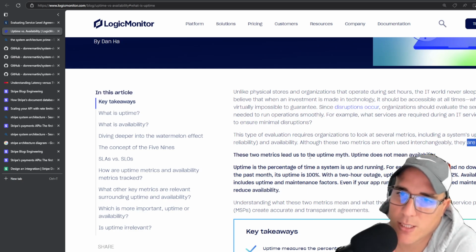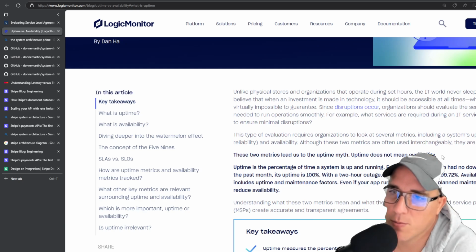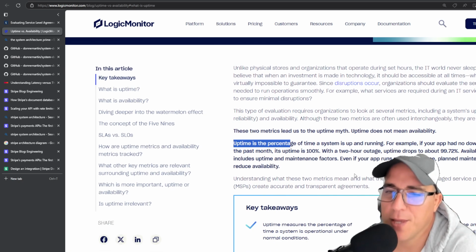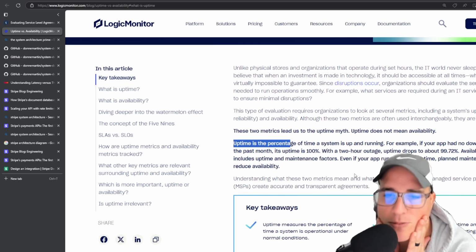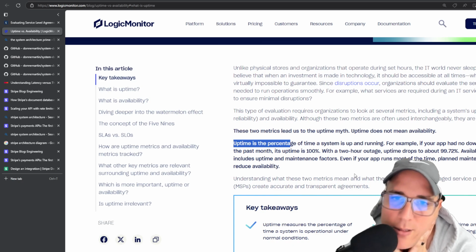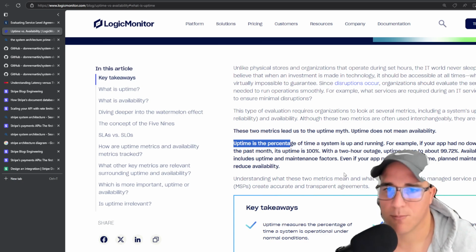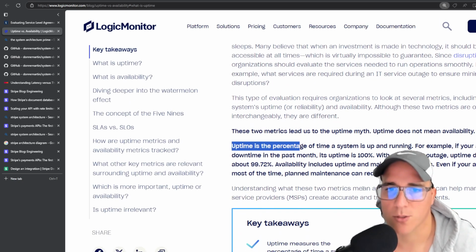These two metrics lead us to the uptime myth. Uptime does not mean availability. I think this article is very important because before reading it, I used these words interchangeably without noting that I was not talking about the same thing. Uptime, reliability, and availability are not the same thing, even though they are trying to measure the same thing. Let's read this because it's better explained than the way I could.